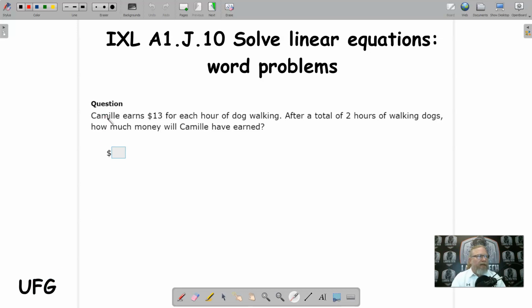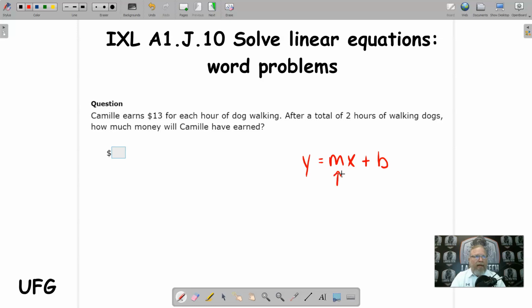So our first question is, Camille earns $13 for each hour of dog walking. After a total of 2 hours of walking dogs, how much money will Camille have earned? Well, these are linear equations. So if we think back to linear equations, we can represent a linear equation as y equals mx plus b. And we'll talk about what each of these variables represent.